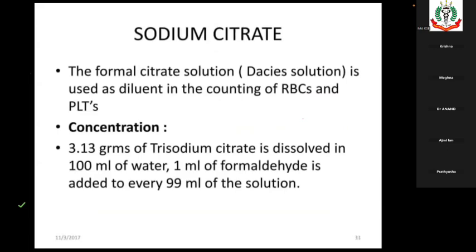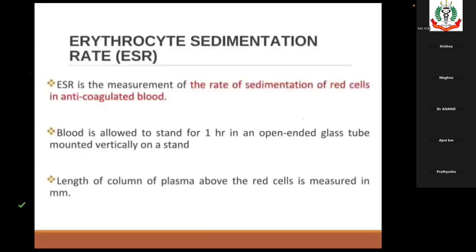Again, one question we always ask is, what is the anticoagulant of choice for ESR? Then you should say that it is trisodium citrate. Then the next question asked is, what is the ratio? So you should say 1:4. ESR can be asked as a 4 marks question in your theory paper also. Anticoagulants can be asked as a 6 marks question for your theory paper. So that's how these are important.